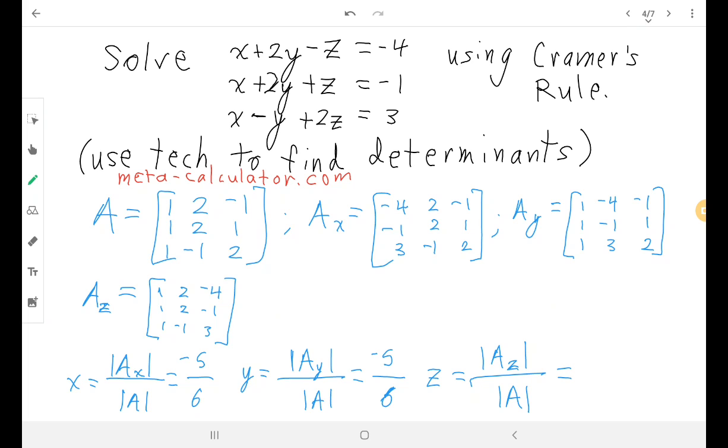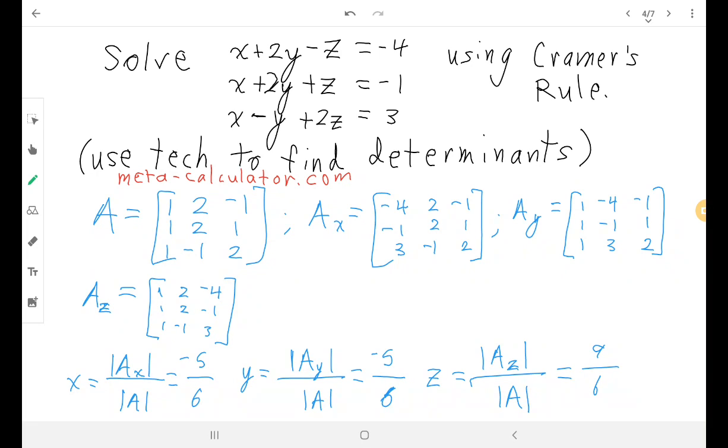And then I'll do the same thing for matrix A sub Z, sorry. So that would be 1, 2, negative 4, 1, 2, negative 1, and 1, negative 1, 3. So now I have a new matrix B. I'll get the determinant of that, and that is the determinant of my matrix A sub Z, which is 9 and 6.